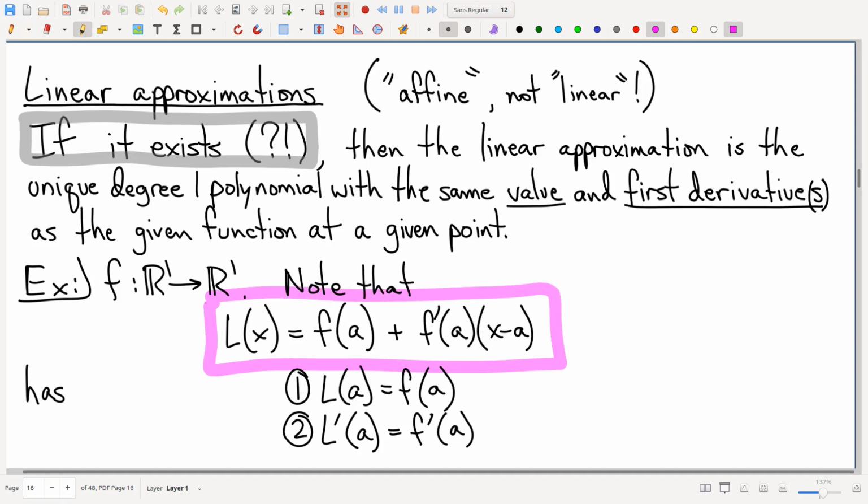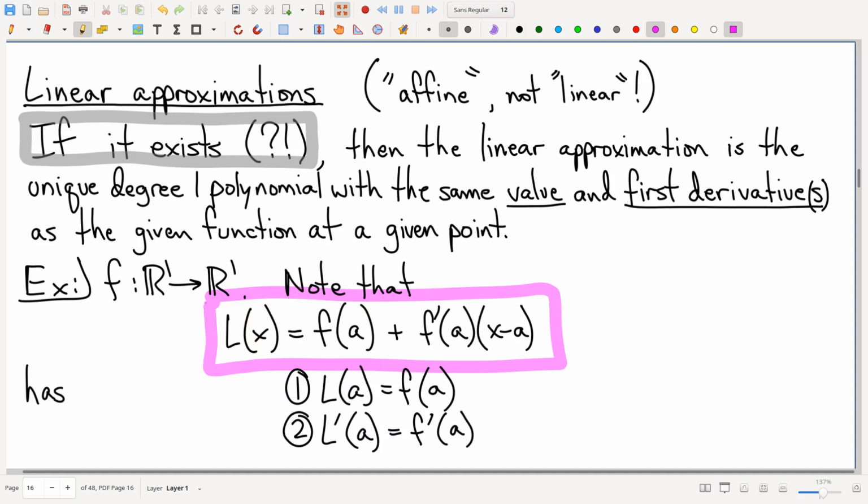A lot of people mistakenly think this is a tangent line. It's not. Again, it's one of these sloppinesses that you can get away with in a Calc 1 class, but not here. This is a function. Linear approximation describes a function. This is the linear approximation. The tangent line is the graph of this linear approximation. So try not to conflate those two things. Again, it's important to distinguish a function from the graph of the function.